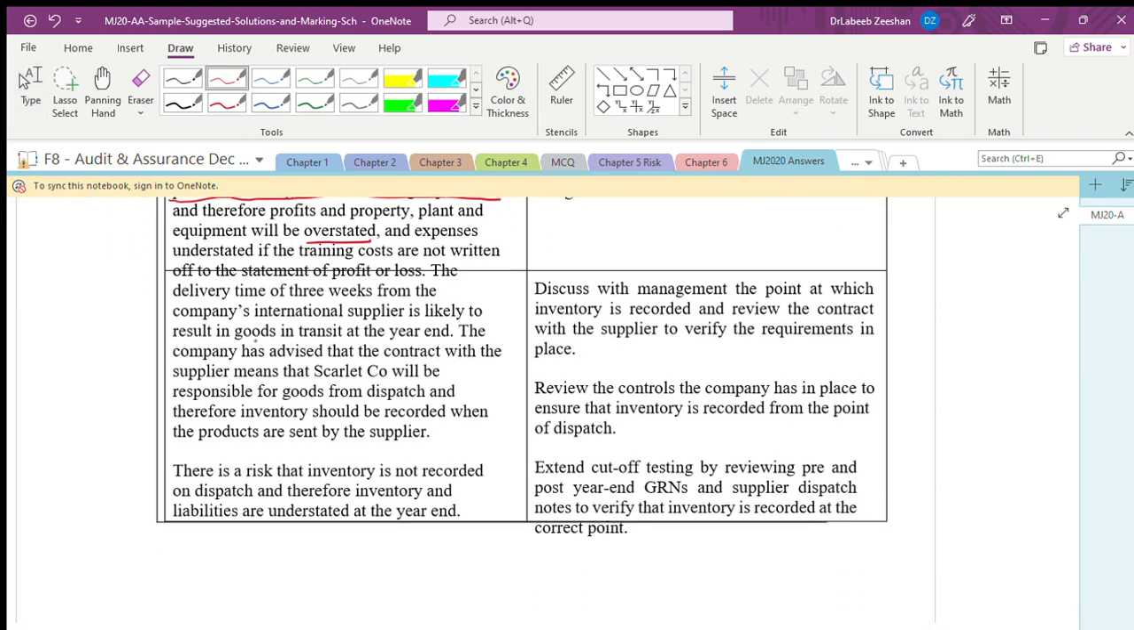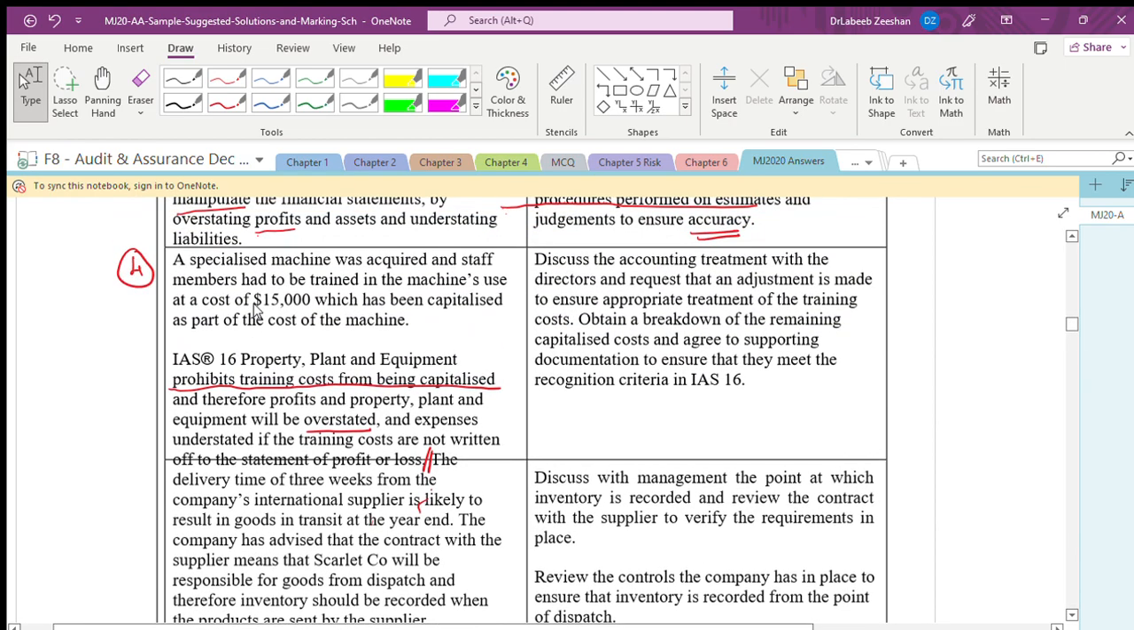That's all. Okay, you put one dash. The second one is another one. What do they say? Discuss the accounting treatment with the directors and request that the adjustment should ensure appropriate treatment for the training cost. You should not capitalize the training cost.